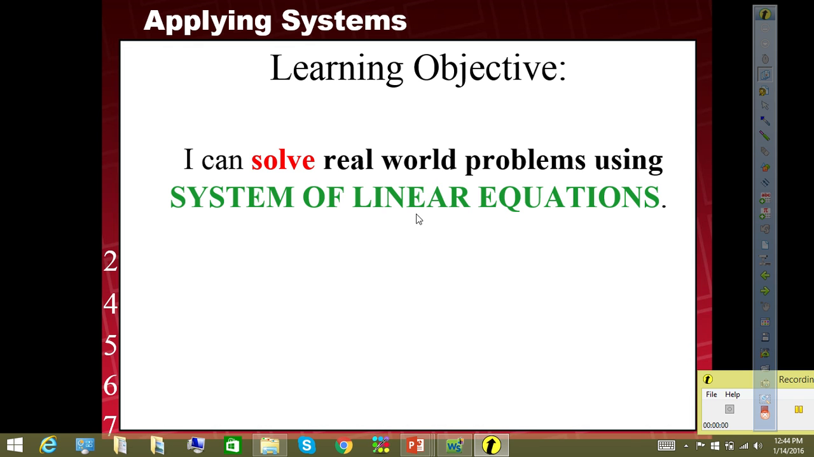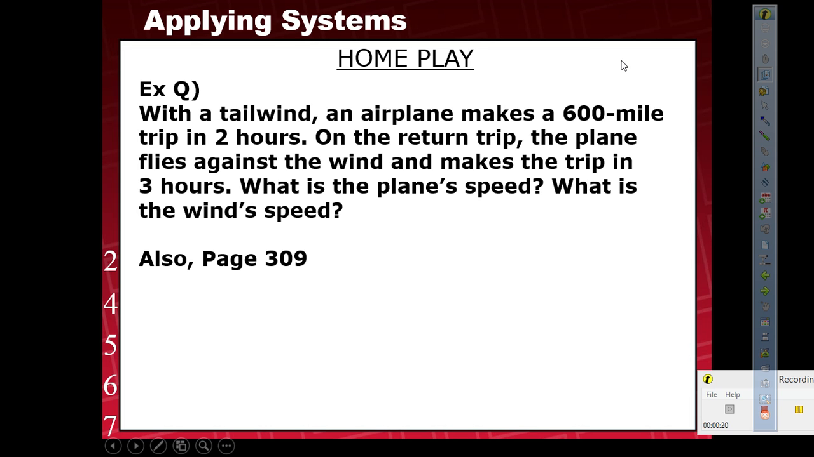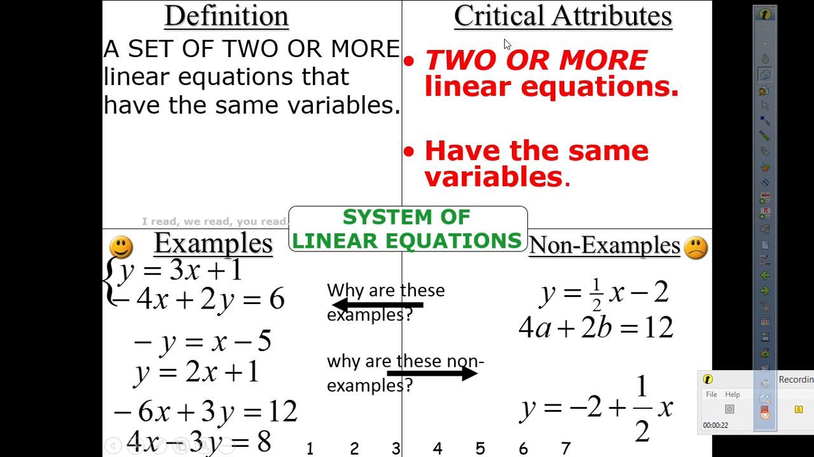So, we don't need a Frayer model because we already know what systems of linear equations are. What are they? Well, systems of linear equations are a set of 2 or more linear equations with the same variables. I gave you examples, non-examples, and steps. Remember that? So we don't need steps. We don't need the Frayer model because we already have all that. Today's going to be the day that we apply it to word problems.